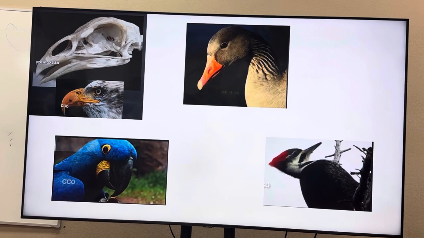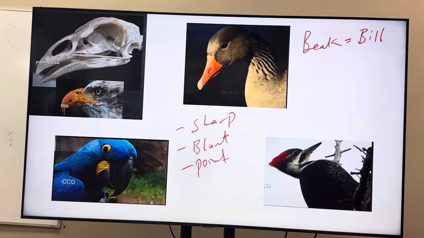So this beak, some literature refers to it as the bill. We have different types of shape. Some are sharp, some are blunt, some are pointed, some are hooked. They have a hooked tip.